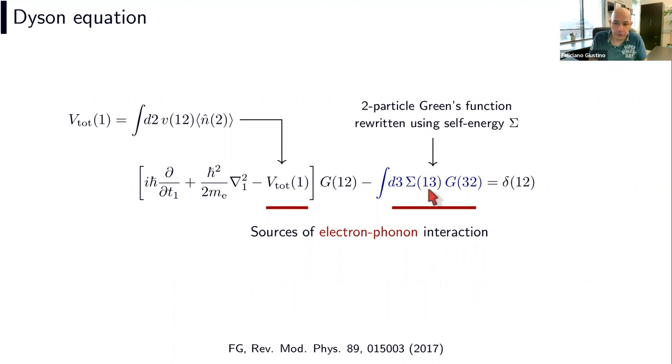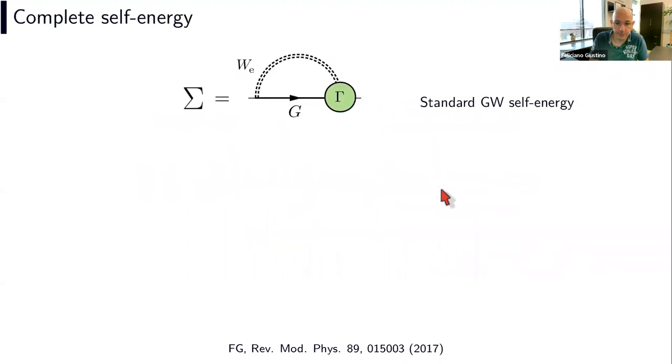So I'm going to just show you the main terms without deriving it, and I will use a graphical representation just because it's easier to remember. So the self-energy contains essentially three terms. There are two other terms that are very small, so I will not discuss them. The first one is something that you might have seen in other contexts.